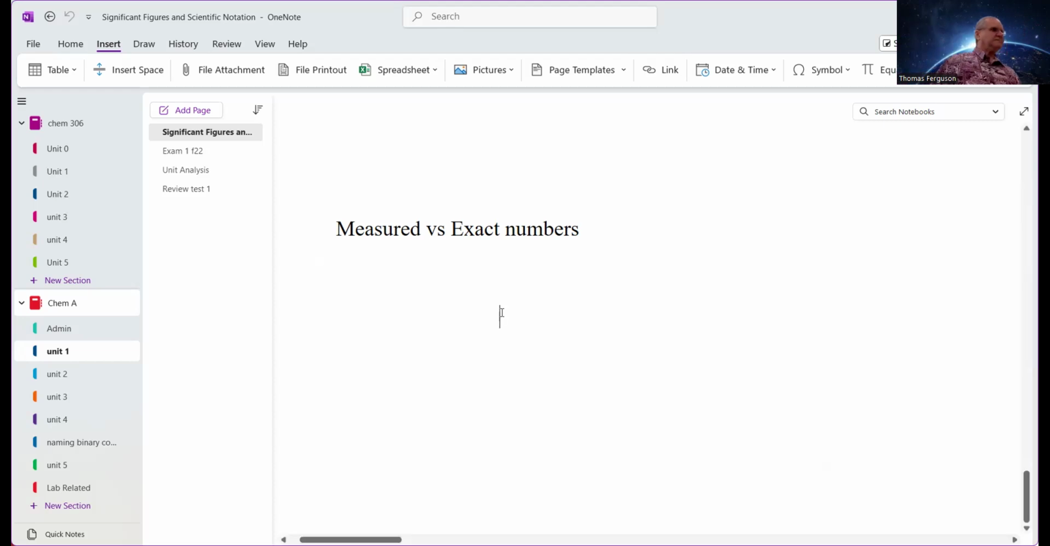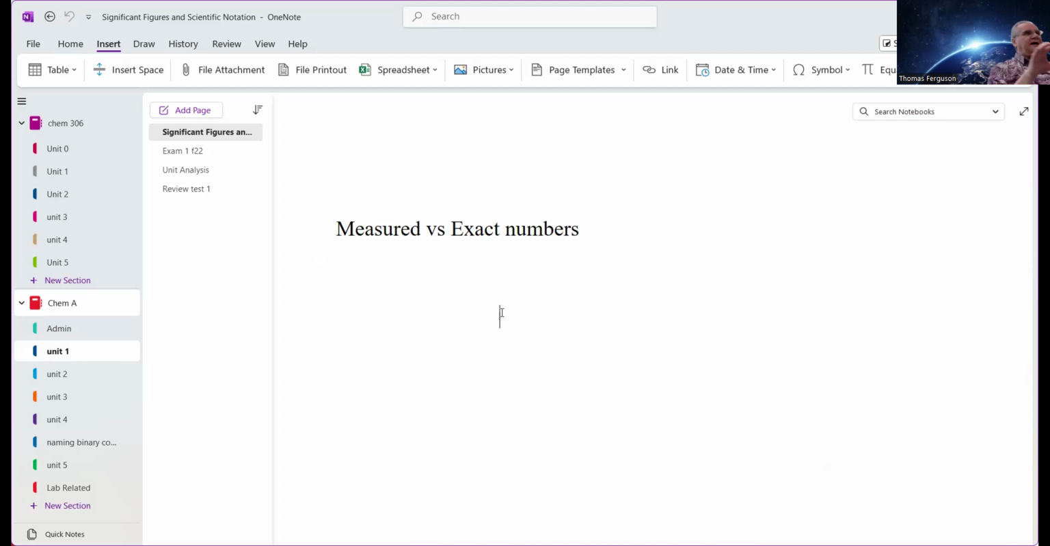How many times do I have to guess? 3 times. It's not measured. It's exactly 3. So that 3, instead of being 1 sig fig, is infinite. So anything defined, like a dozen, or 5,280 feet in a mile, whatever it is. All the metric system, those are all defined. 1,000 meters to a kilometer, infinite as a conversion factor.